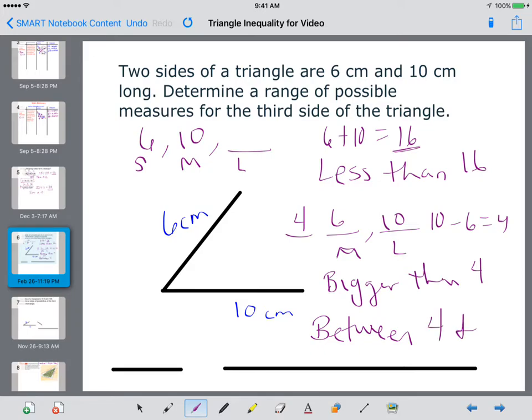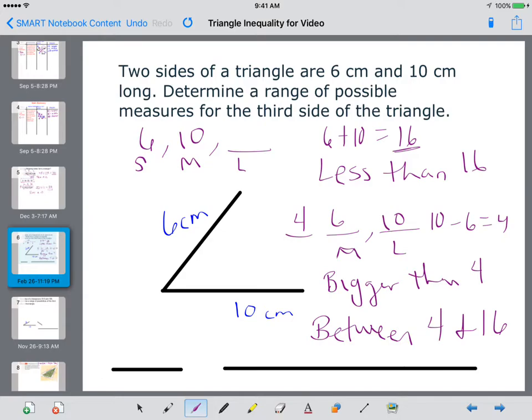4 and 16. But it would not include 4 or would not include 16. But it would include, say, 4.001 or 15.999 would work.